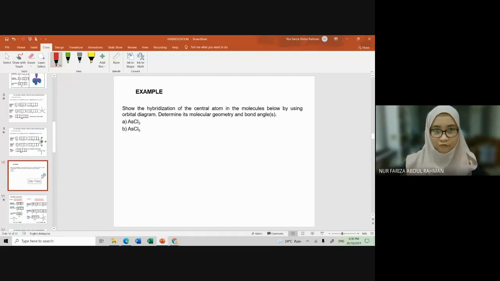Okay, so we shall move to the next category, which is molecules having multiple bond. But before that, let's just look at the example. Okay, ini contoh soalan. Kalau dalam exam dia bagi show the hybridization of the central atom in the molecules below by using orbital diagram. Nampak? Dia mention orbital diagram. Then you bagi orbital diagram lah. You tak payah susah-susah nak bagi orbital overlap. Okay, and then you have to determine its molecular geometry and bond angle. This is VSEPR.